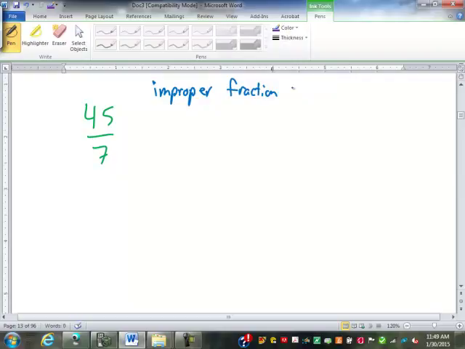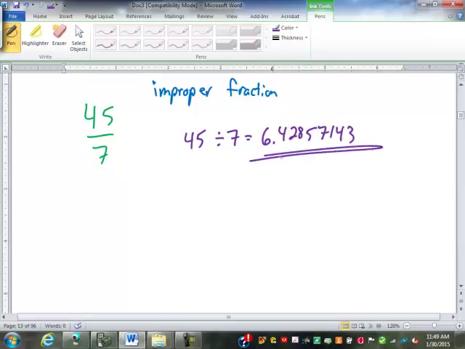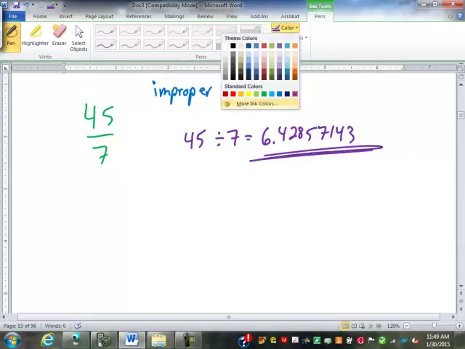What it means, of course, the numerator being bigger than the denominator, is that there's enough pieces there to make a whole object. In fact, there's enough pieces there to make several whole objects. So the first step is to figure out how many of those whole objects we can make. If you were to divide this on the calculator, 45 divided by 7 is going to give you something like 6.428574143 approximately. That's not terribly helpful.